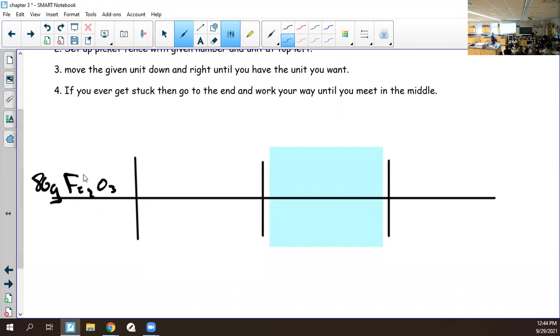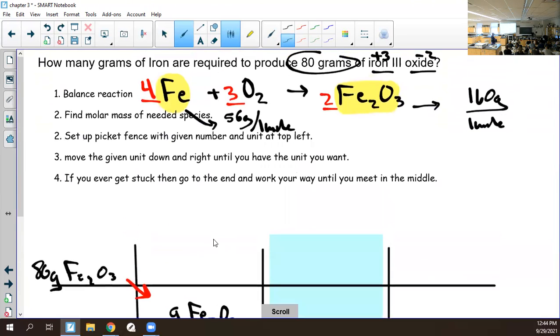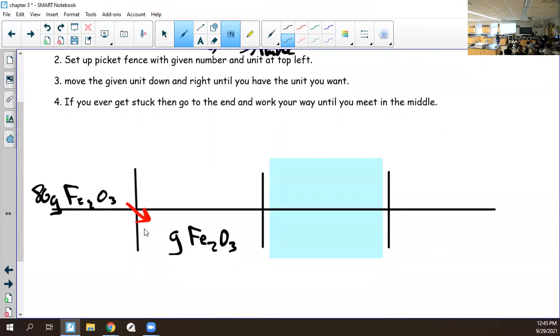Okay, so here we go. Based on this being my given unit, I'm going to take it down and over because I always do. All right, so I put grams of Fe2O3. Now I look up and I should have been more thorough. This was 160 grams of Fe2O3 for every 1 mole of Fe2O3. If I write it that way, then you'll see, oh, there is a ratio. I have grams of Fe2O3. In fact, for every 160 of them, I have 1 mole.